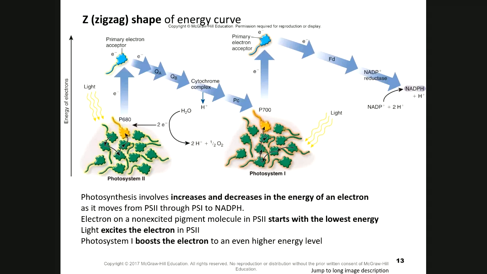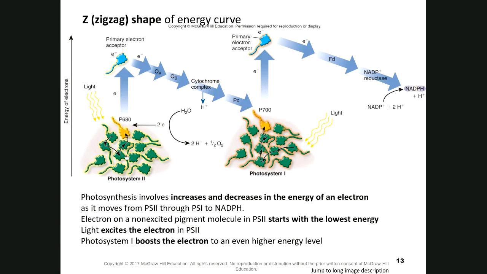So now I'm going to go through the next couple of slides. Most of them are basically showing the same thing that I just explained already, so I'm going to be repeating myself a little bit, but it shows it slightly differently. Now this one shows a zigzag shape of the energy of the electrons. So the idea is this is photosystem 2, and then this is photosystem 1.